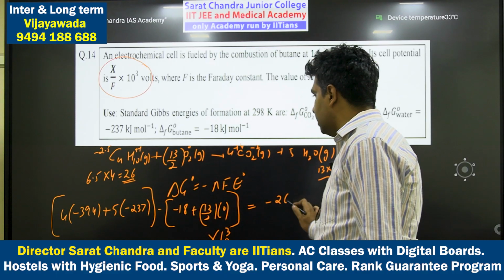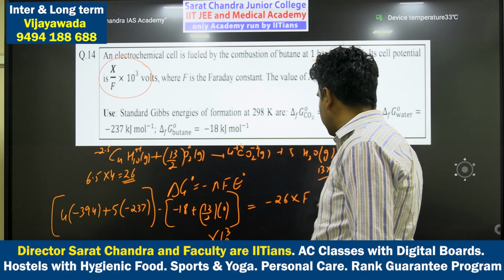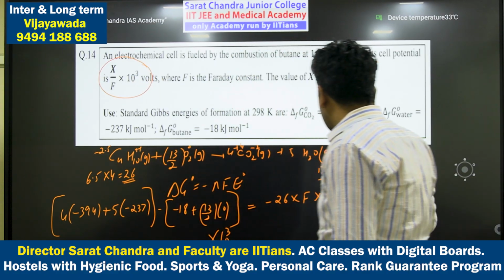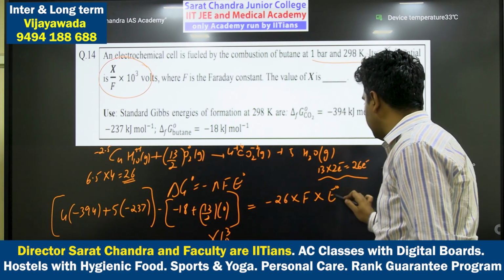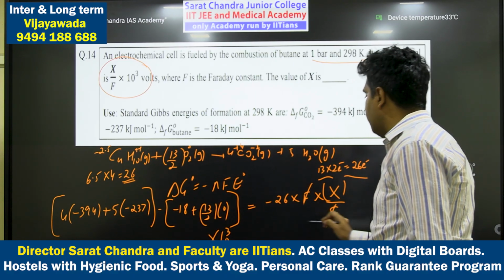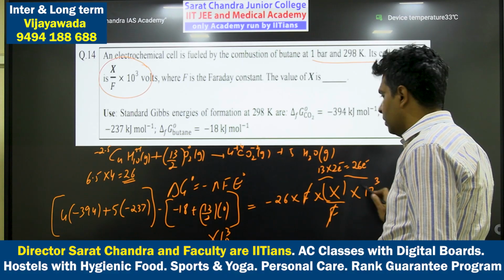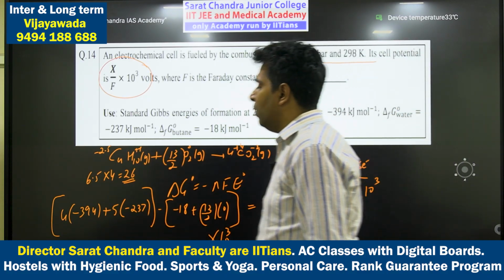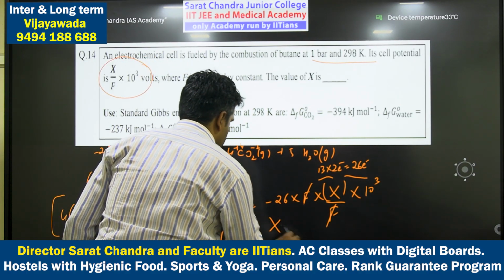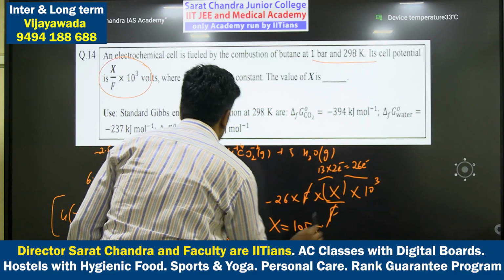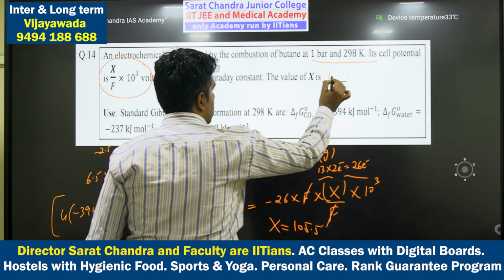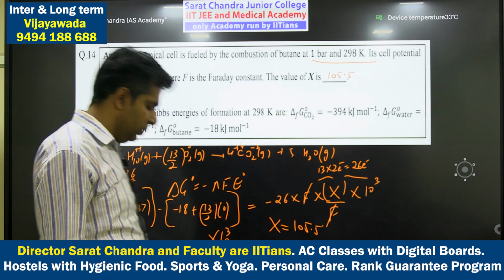So minus 26 into F into E naught. Now E naught value, you have to take this X by F. So E naught value that is given in the question is X by F. X that we have to find out by F. F will get cancelled out into 10 to the power 3. So from here we have to find out the value of X. The value of X will come out to be 105.5. So on solving this equation, you will get the value of X, that is coming out to be 105.5. So that is the answer.